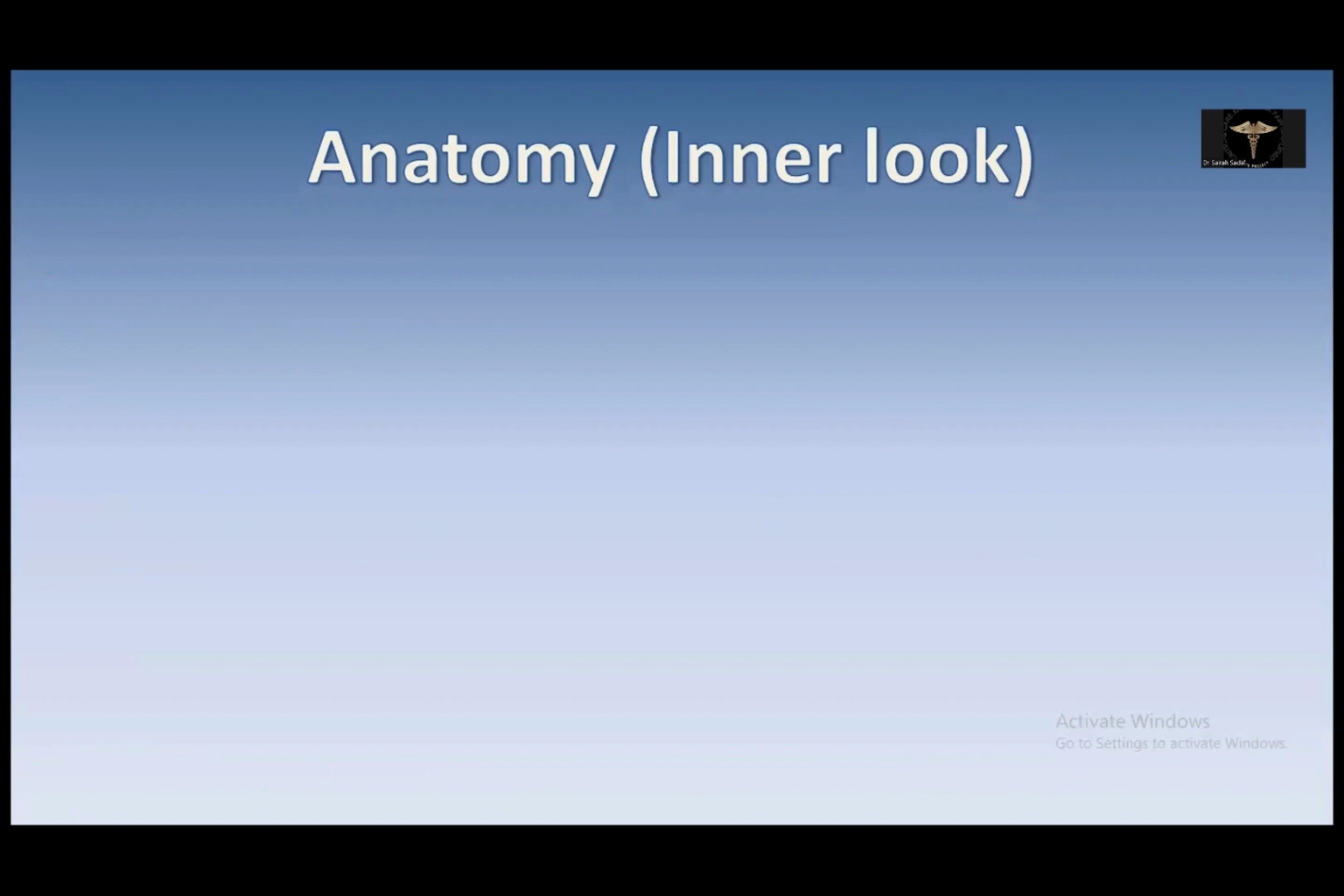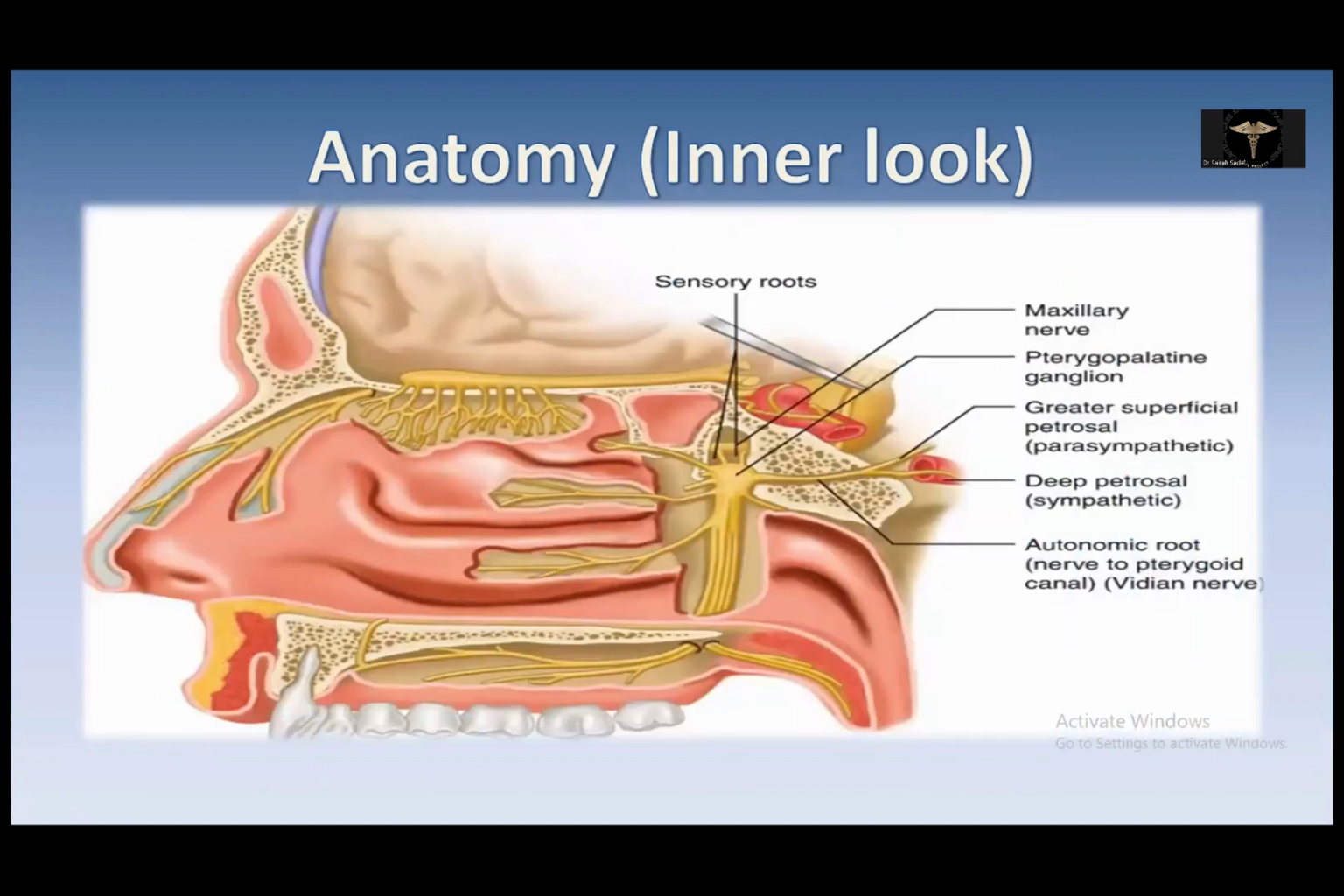Now just have another look from inside. How does the sphenopalatine ganglion look from inside? So this is the inside of a human nose, the nostrils, this is the lateral wall, this is the posterior side, and this is the sphenopalatine ganglion. Over here, it is covered with very thin mucosa and thin connective tissue. And as you can see, its branches go out from here to the nasal mucosa and to the palatine mucosa.